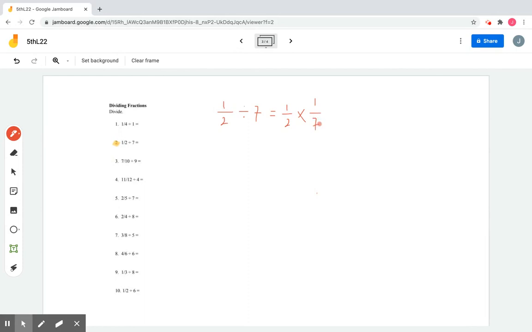You know how basically 7 is equal to 7/1? So I'm just flipping the number. So 7/1 is becoming 1/7. So 1 is becoming the numerator and 7 is becoming the denominator. So it is 1/14. And this is the final answer because we cannot reduce anymore. Alright.